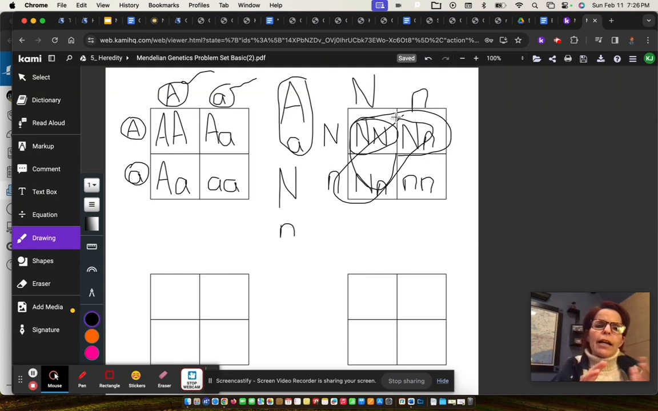So if they marry or have children with somebody who is also a carrier, there's a chance that their children could have cystic fibrosis. Okay, let me see if I can erase.